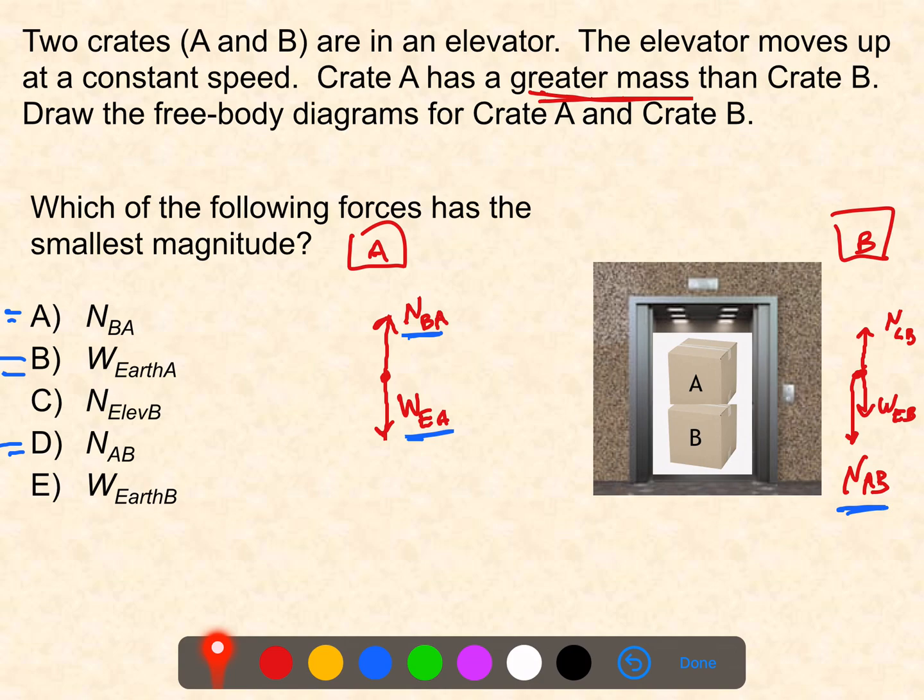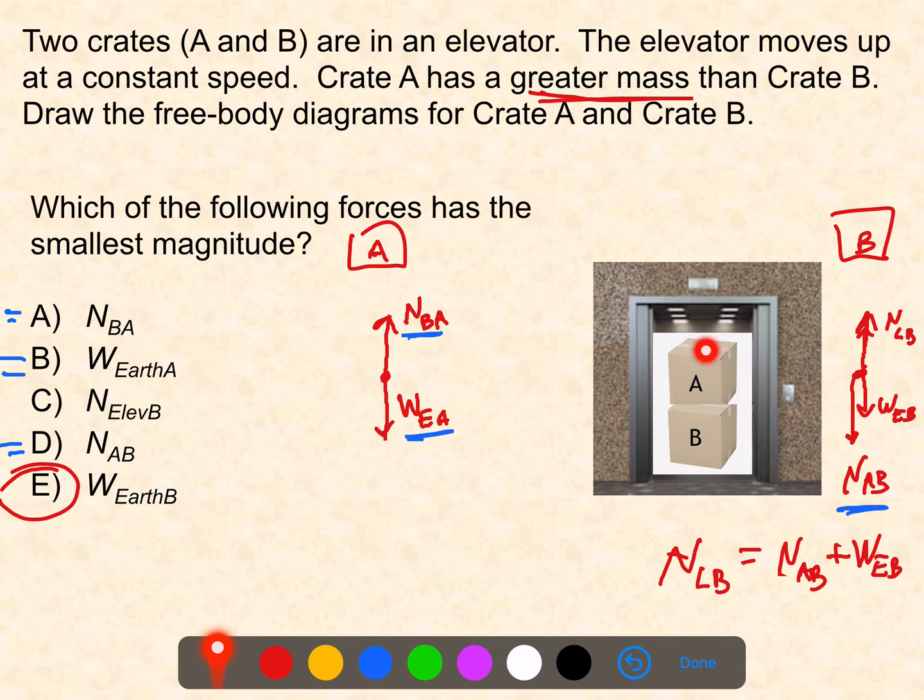How do I know that it's not this one that's the smallest? Well, remember when we were talking about the books that these things have to balance. So what's pointing up has to equal the sum of what's pointing down. So by this equation here, I can see that this top one actually needs to be a little bit longer probably to reflect the fact that it is the sum of these two bottom ones, meaning that this weight force must be the smallest.